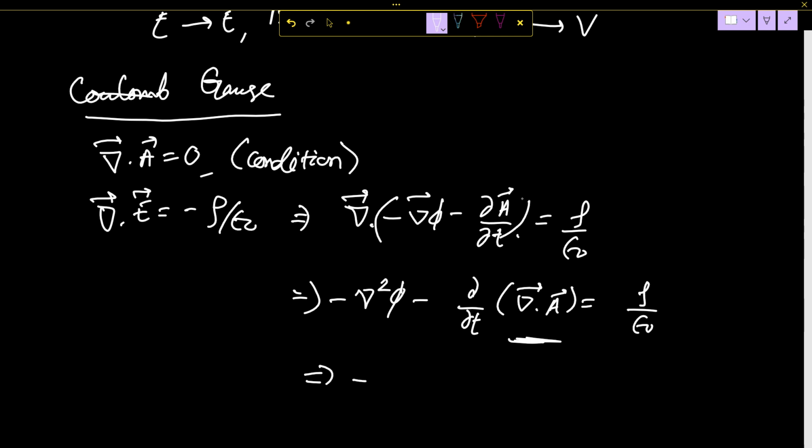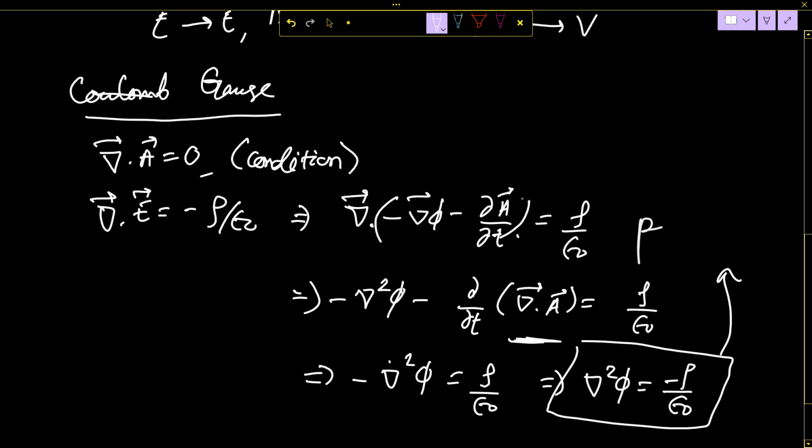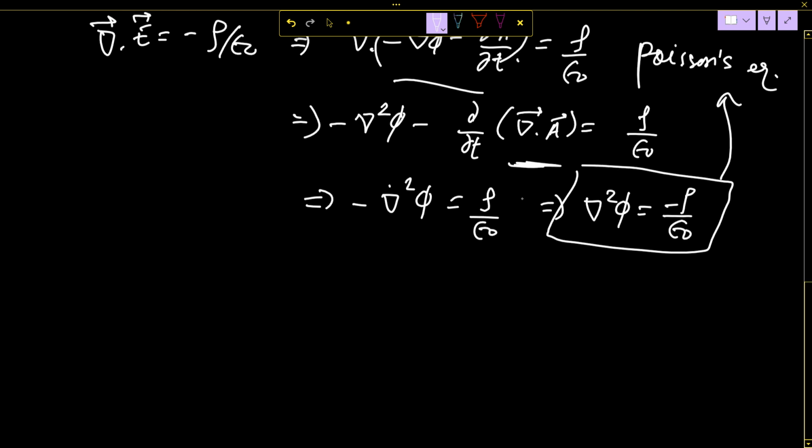So I will put that 0. So minus del square phi is equal to rho by epsilon naught. Okay. So del square phi is equal to minus rho by epsilon naught. This is your Poisson's equation. So from Coulomb gauge, after putting this condition, we are getting Poisson's equation, right?